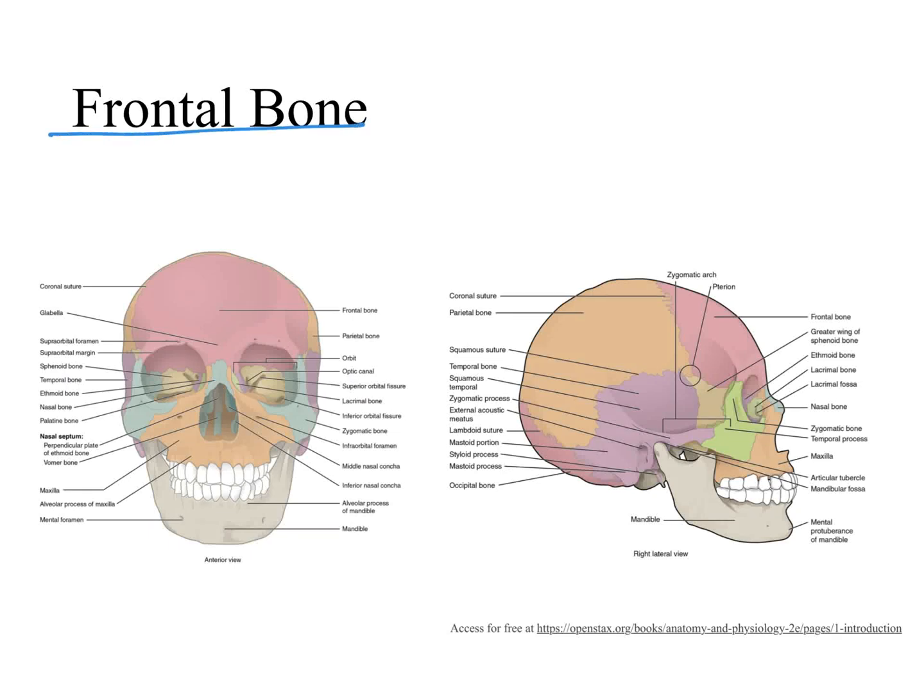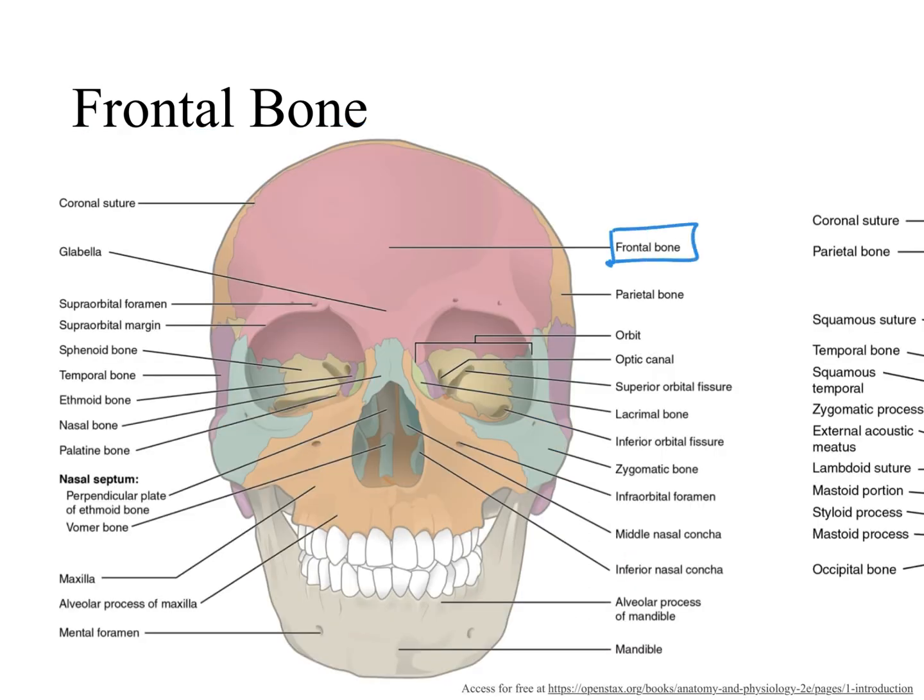We only have one frontal bone, and obviously it's located in the front, in the anterior aspect of the cranial cavity. We see here the frontal bone in the anterior view, and we can also see the frontal bone in the lateral view. Now, if we zoom in and focus on the frontal bone, we can see that the frontal bone makes up the superior part of the right and left bony orbits.